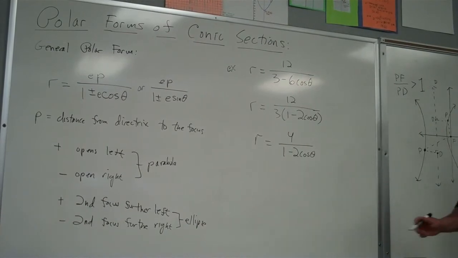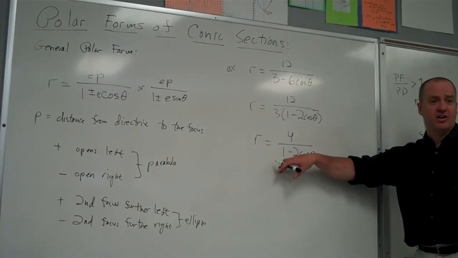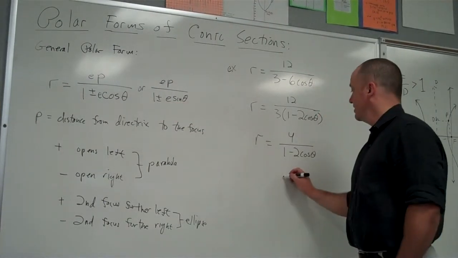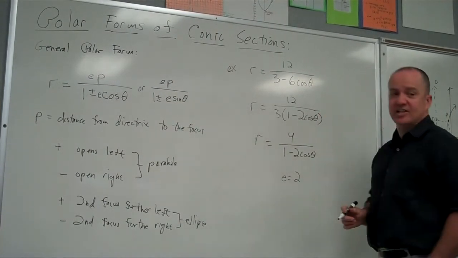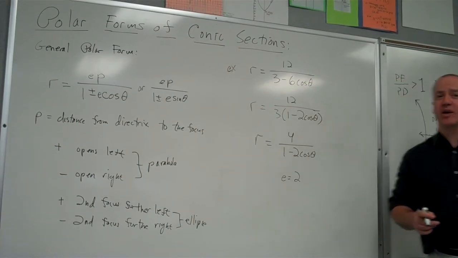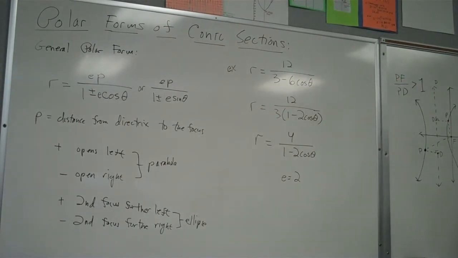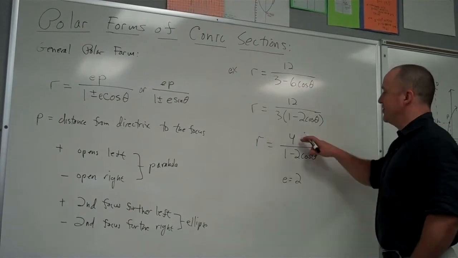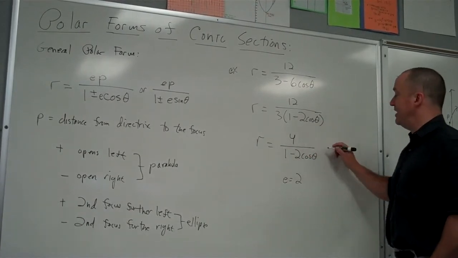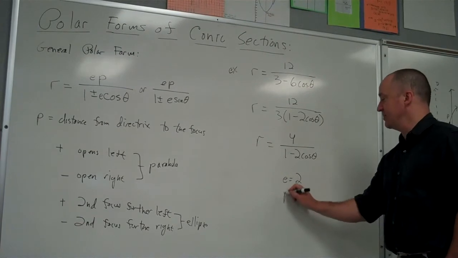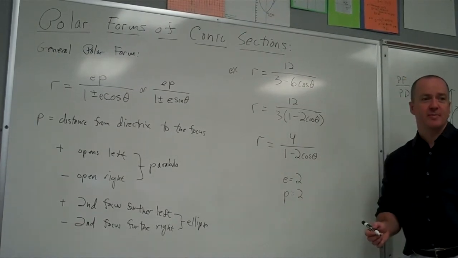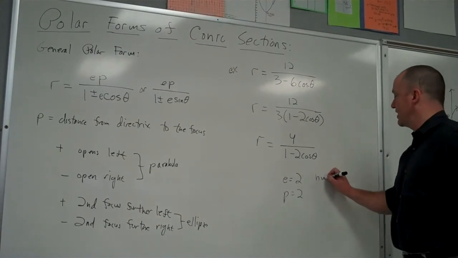Now I know something about this. Once I get a 1 here, this coefficient is my eccentricity, which is what the e stands for. So my eccentricity is 2. Eccentricity greater than 1 means what shape is this? Hyperbola. Now, if this top has to be e times p, what does p have to be? 2. And this is my distance from my directrix to my focus. So right now, I know I'm looking at a hyperbola.